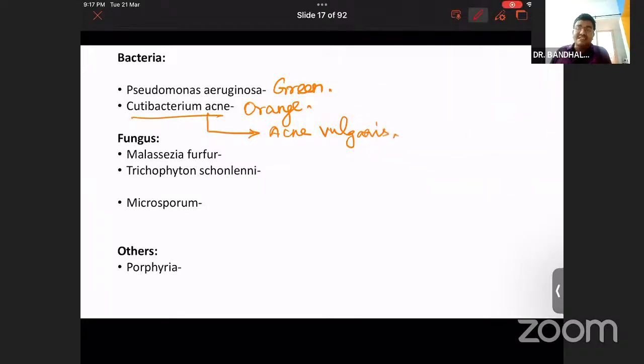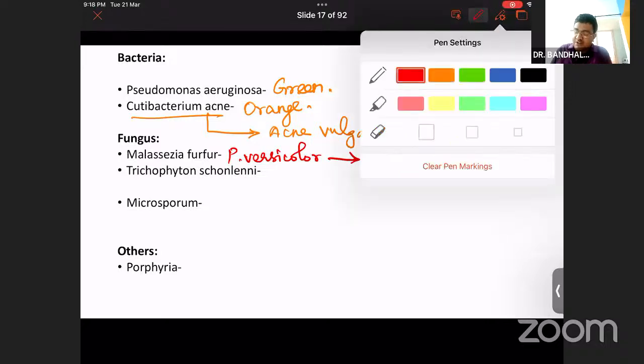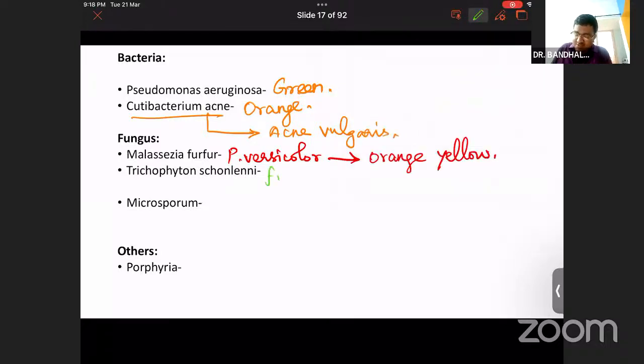Next, in fungus, Malassezia furfur, which leads to Pityriasis versicolor, causes orange-yellow or golden-yellow fluorescence. Trichophyton schoenleinii, which we have discussed, causes favus, with blue-green fluorescence. Microsporum also causes tinea capitis. This is also leading to blue-green fluorescence.